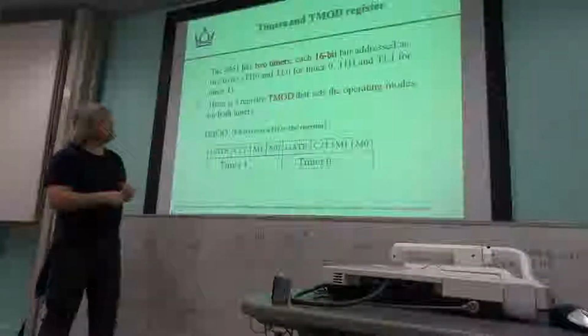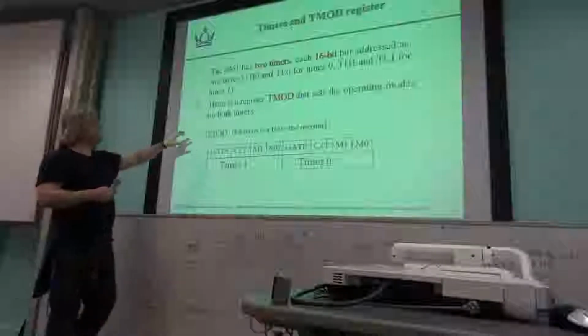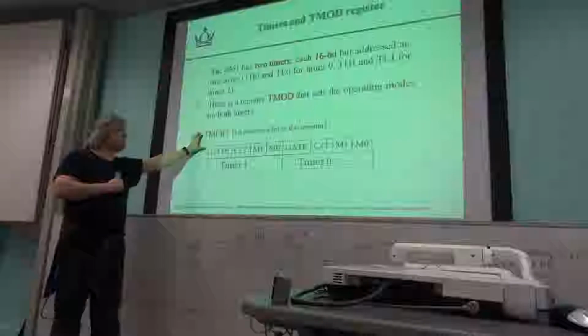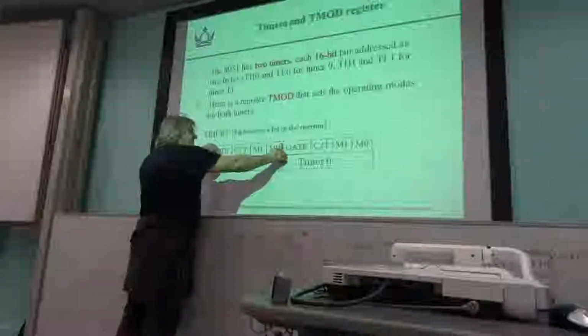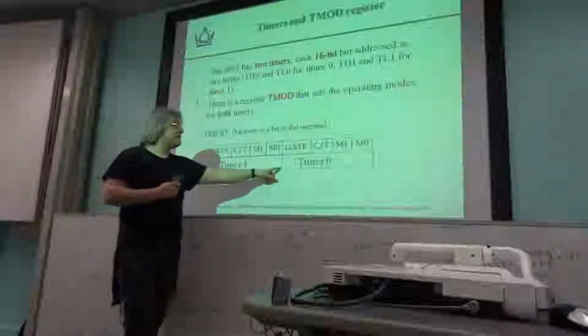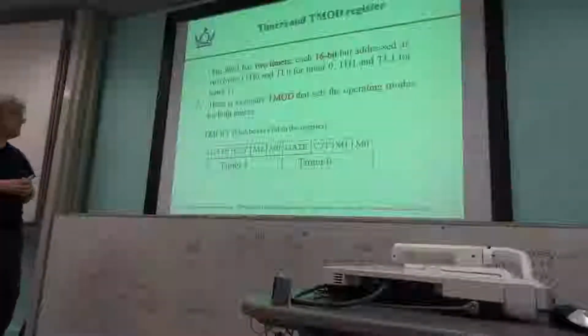I already told you there is a register, a control register if you like, that sets the mode of operation for the timers, called TMOD. And this is what TMOD looks like. So as I said, half of it deals with configuring timer 1, and the other half of it configures timer 0. And I'll talk a little bit about what that does.